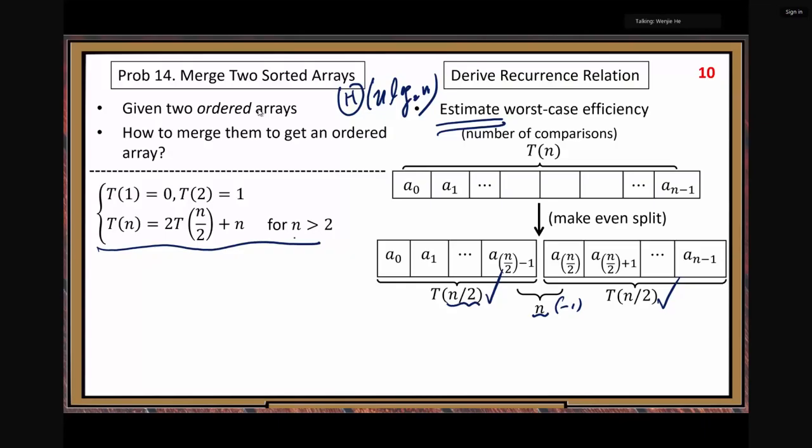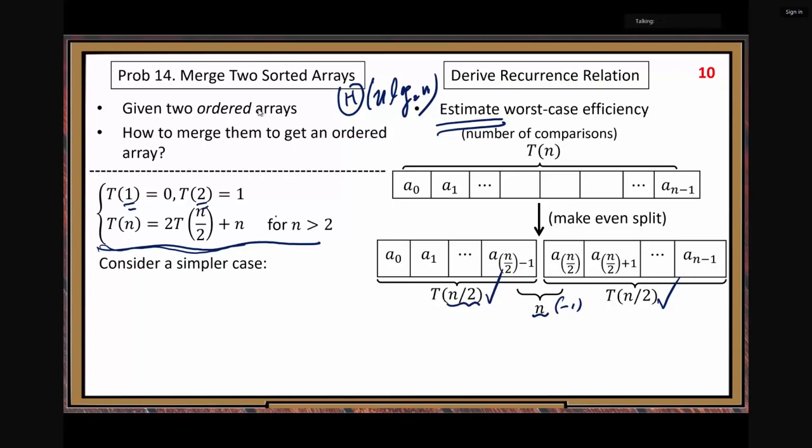T of 1 equals 0. T of 2 equals 1, one comparison. Then the recurrence relation. The question: how to estimate this capital T function? Use the approximation way.